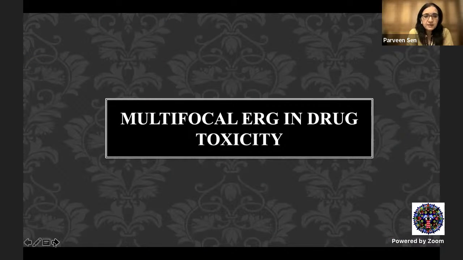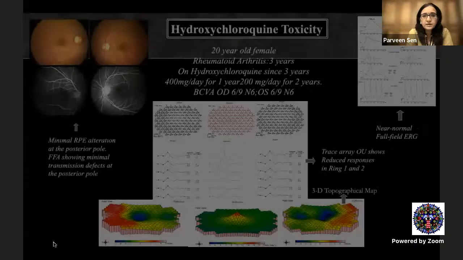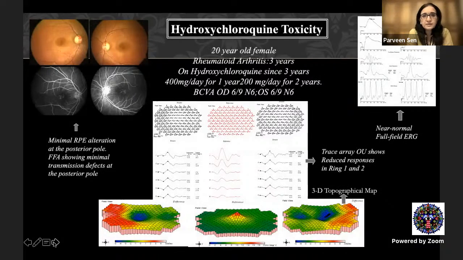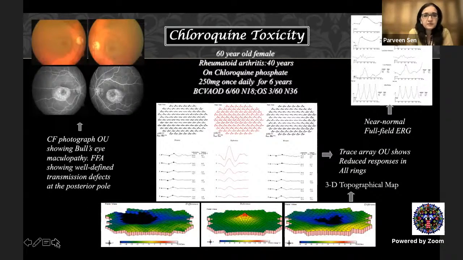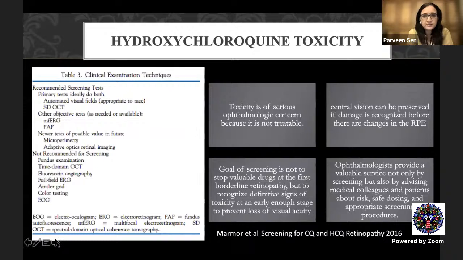In drug toxicity is the main utility of multifocal ERG, especially hydroxychloroquine toxicity. This is an example of a patient who is using about 400 milligram per day of HCQ for a year and 200 milligram for 2 years. You can see early stippling is present here on the retina, and multifocal ERG very nicely picks up the central area, which is down as seen here, while full-field ERG remains normal. This is in contrast to chloroquine toxicity, where a much larger area may get involved very early on, and chloroquine toxicity can happen at much smaller doses as compared to HCQ toxicity.